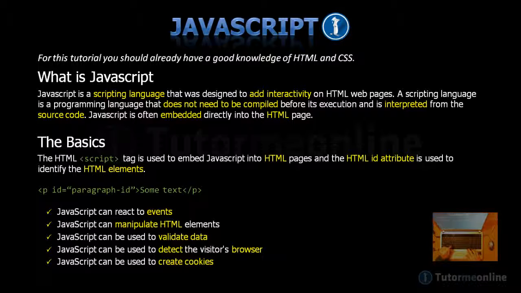Then JavaScript can be used to detect the visitor's browser, which in today's day and age is very useful, especially with the fact that we have lots of mobile devices that are using the internet. JavaScript can then actually go and detect what is browsing the website and then basically compensate for the different browser and make sure that things are displayed correctly. And then JavaScript can be used to create cookies.